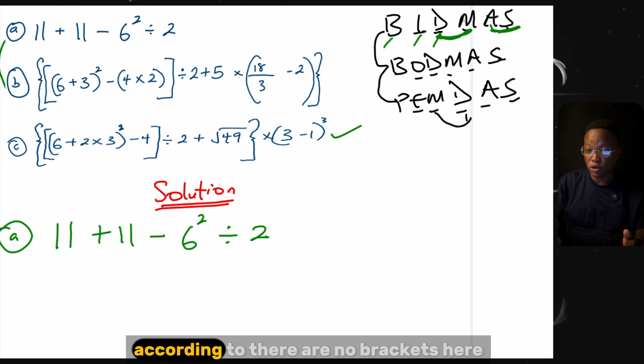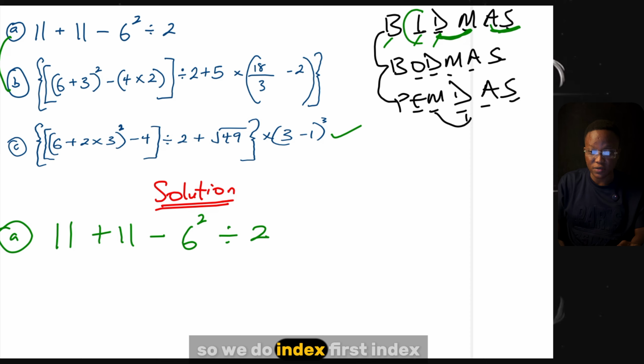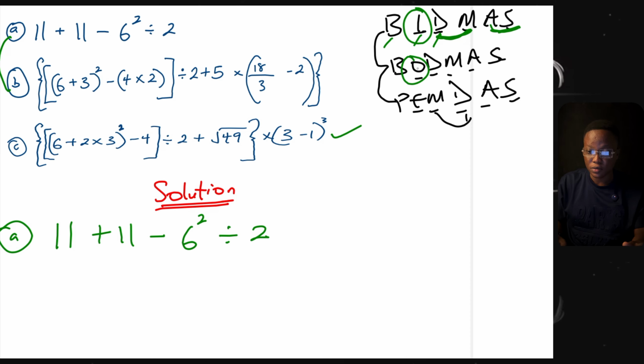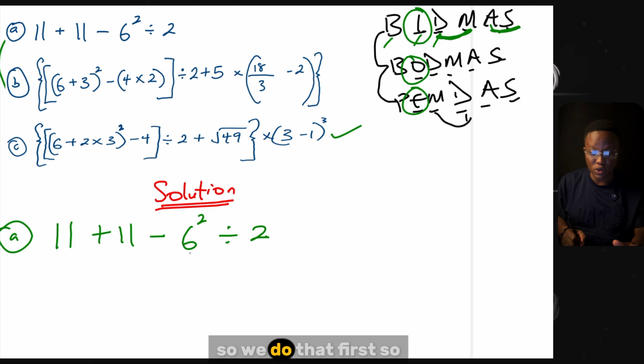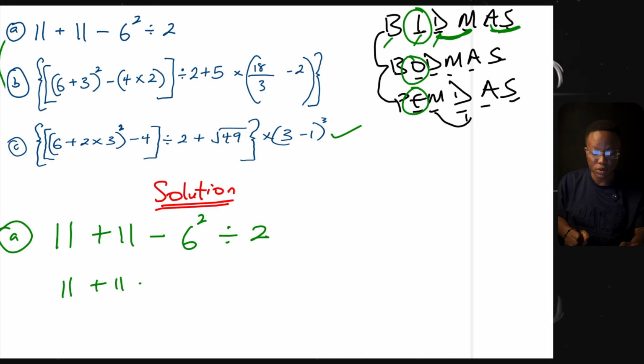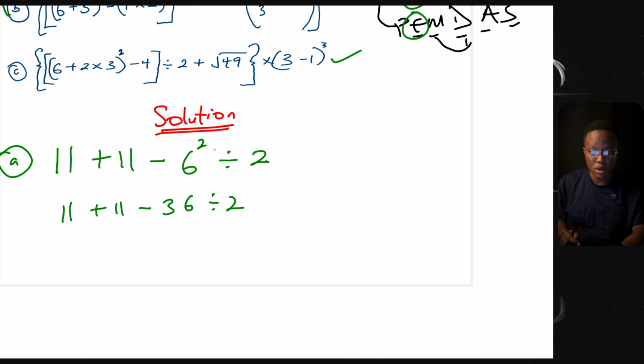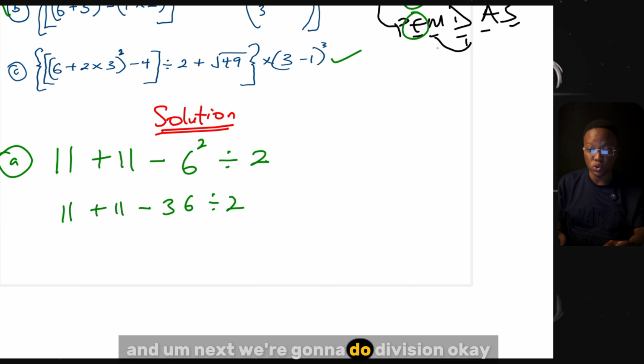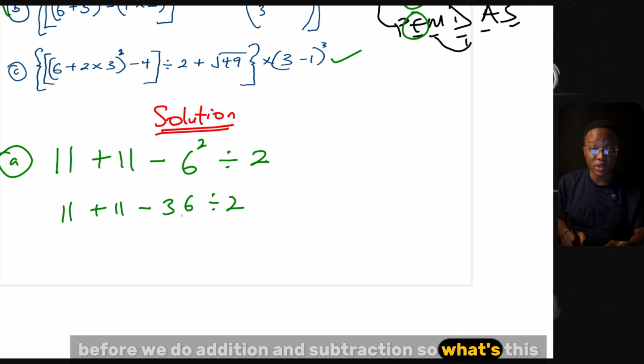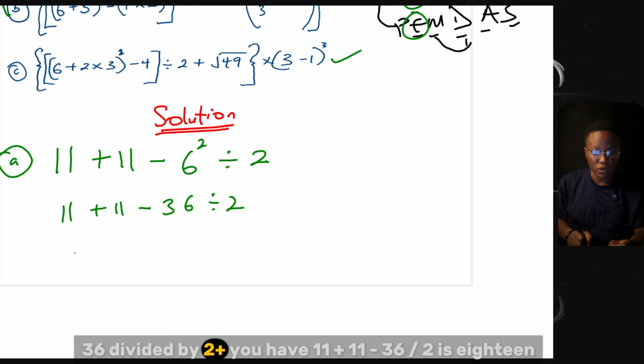So what do we do first? There are no brackets here, so we do index first. Index, some of you know it as order, while some of you know it as exponent. So we do that first. So we're going to write this as 11 plus 11 minus 6 squared is 36 divided by 2. All right. And next, we're going to do division, before we do addition and subtraction. So what's 36 divided by 2? You have 11 plus 11 minus 18.